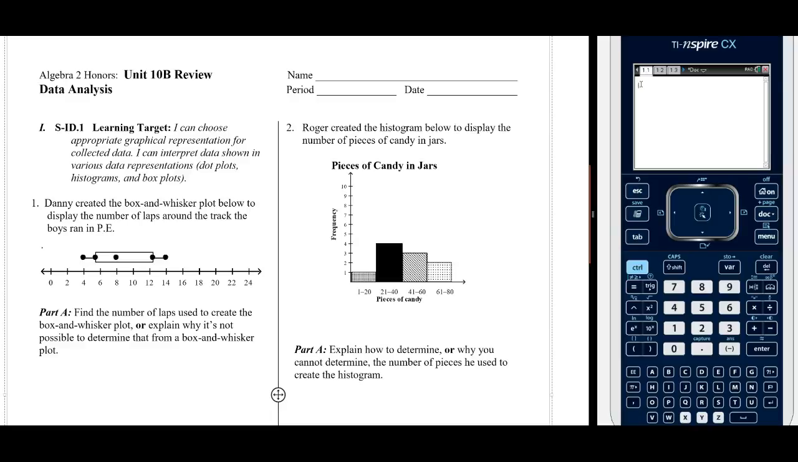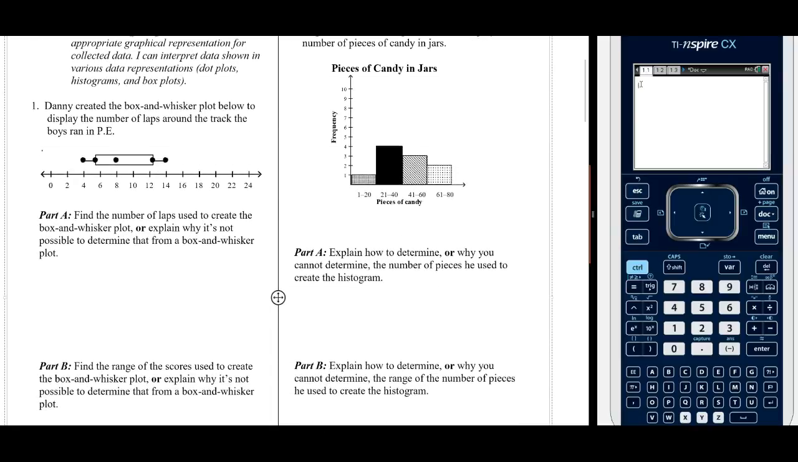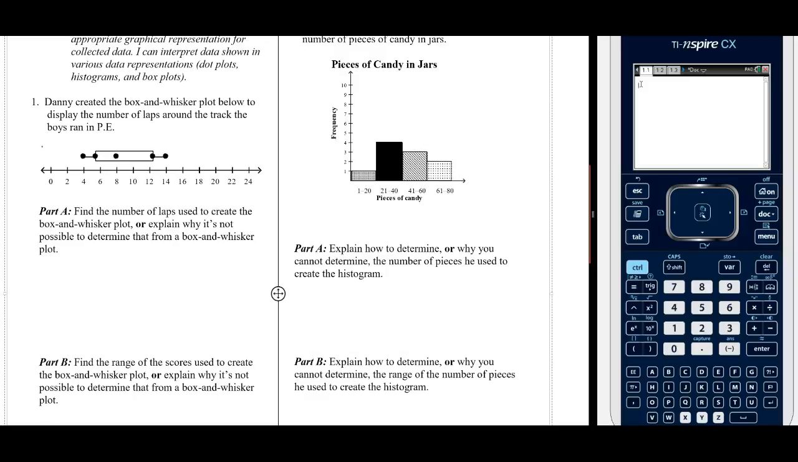Alright, this is the second part of the data analysis unit. Start with number 1. Danny created a box and whisker plot to display the number of laps around the track the boys ran in PE. Find the number of laps used to create the box and whisker, or explain why it's not possible to determine that from a box and whisker plot.